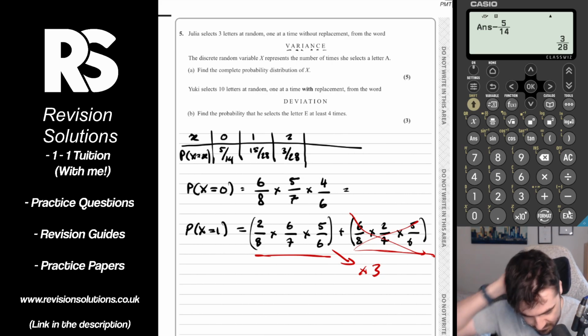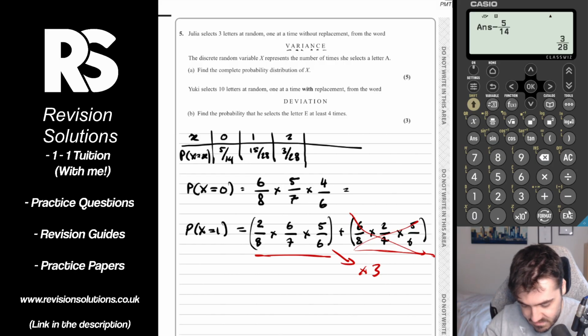Okay, then moving on, it says Yuki selects 10 letters at random, one at a time with replacement from the word deviation. Find the probability that he selects the letter E at least 4 times. So that's with replacement now.